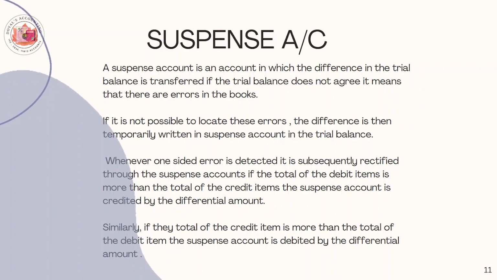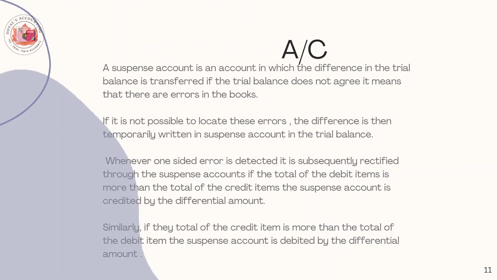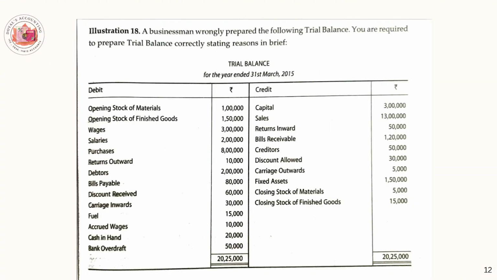Now that we have seen what a suspense account is, let's get into a problem. A businessman wrongly prepared the following trial balance. You are required to prepare the trial balance correctly, stating reasons in brief. Okay, so let's see. They have given us opening stock of materials and opening stock of finished goods. Then we have wages on the debit side.